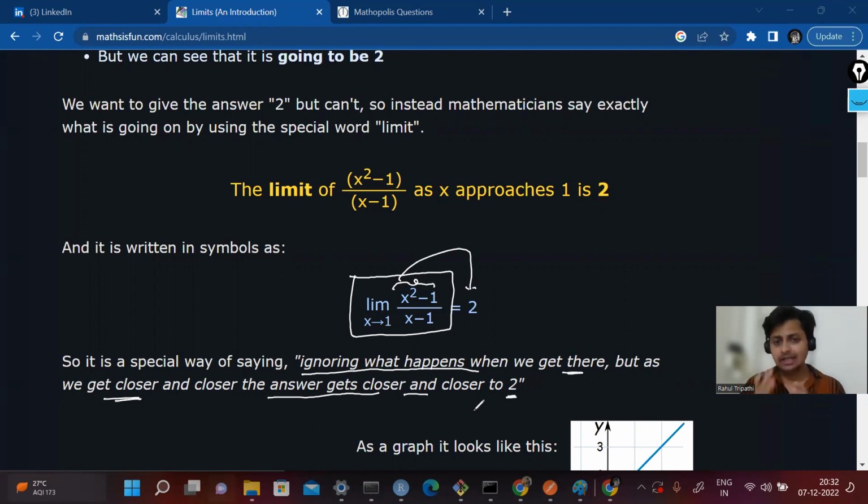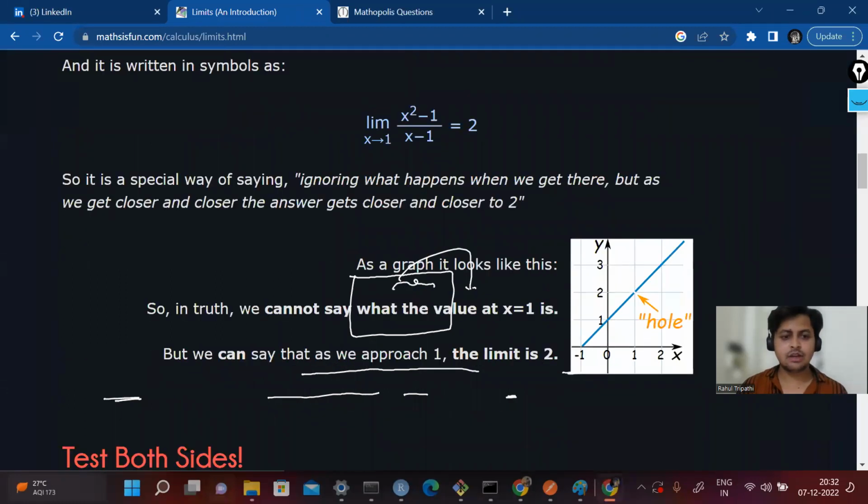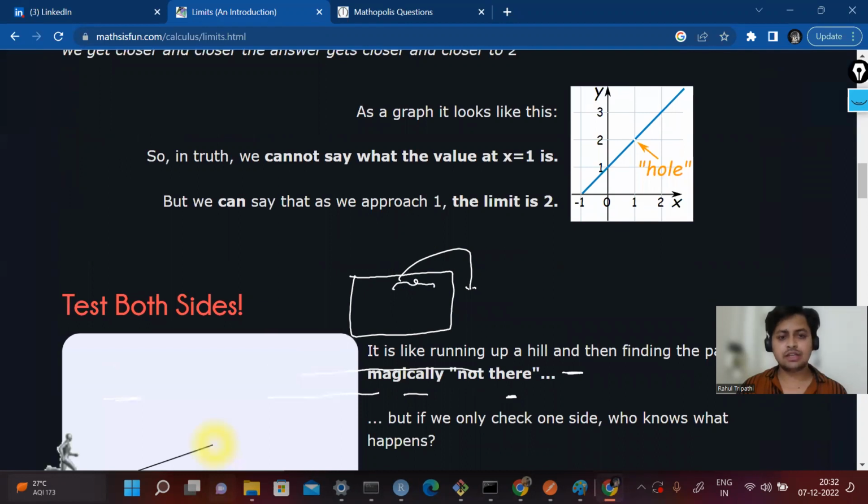So exactly at that point what is happening, we are not caring about those things. We are just caring about one thing: if you're going closer and closer to that particular point, what will be our answer. I hope you are getting my point. But we need to check it from both sides, not only one side.